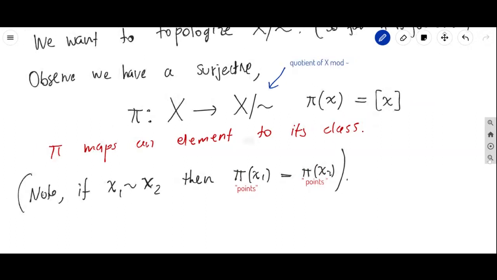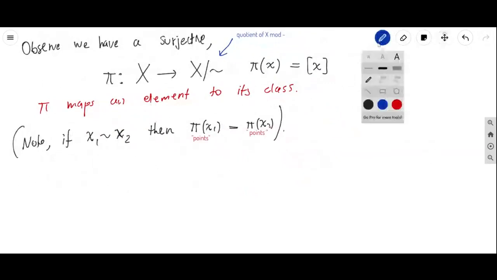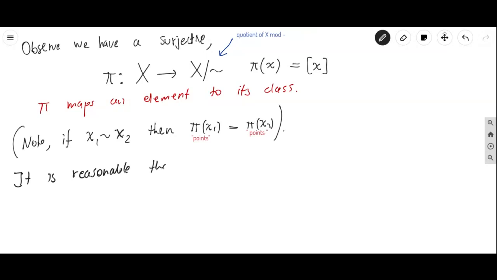Okay, so how do we put a topology on this? It is reasonable that pi should be a continuous map, for the simple reason that we want the quotient, since it's coming from X, to be somewhat similar to X itself. So this mapping should therefore be a continuous mapping. So if it's a continuous mapping, what do we require? So we declare, so this is the definition.